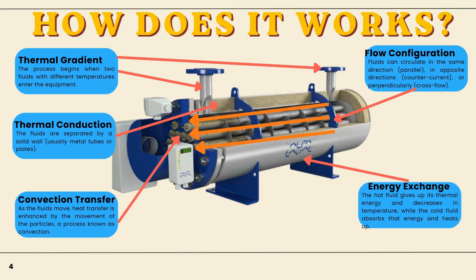convection. The flow configuration: the fluids can circulate in the same direction, in a parallel way, in opposite direction, counter-current, or in a perpendicular way, cross flow. And the energy exchange: the hot fluid gives up thermal energy and decreases in temperature, while the cool fluid absorbs that energy and heats up.